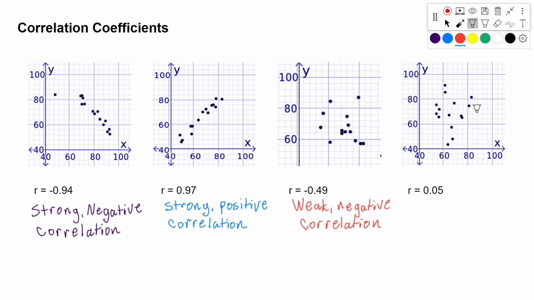And our fourth graph doesn't appear to be increasing or decreasing a whole lot. You'll notice that we do have a value of 0.05. But because we don't really have any particular direction of these points, this correlation coefficient is really close to 0. In this case, we could probably describe this as having no correlation, because we are so close to 0.